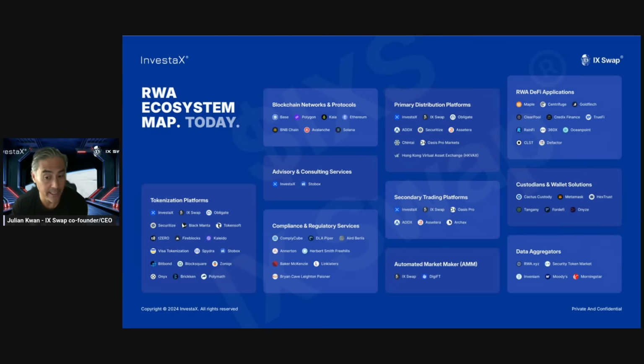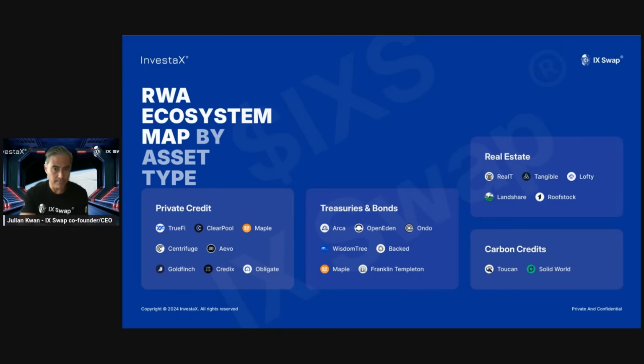Secondary trading platforms, AMMs. IXSwap's the only one that's got licenses to do that. DeFi applications, custodian wallets, right? So that's the ecosystem. And then, different from the ecosystem, you have different types of actual real-world asset tokens. Private credit players, you can go and buy a tokenized private credit. I think here we've got Clearpool, we've got Maple, Centrifuge. They all seem to be doing good work. We're working with a couple of them.